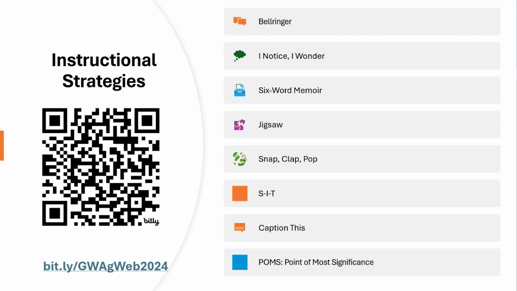Sit, caption this, and then also that point of most significance is a great reflection or exit ticket that we just did. So as an instructor, I can use POMs or point of most significance in my classroom, and it helps me identify what stuck with my students for that lesson that day. So those are the 8 instructional strategies. Feel free to take a picture of it. This is also being recorded so that we'll share the recording with you, so you can recap all of those instructional strategies as well.